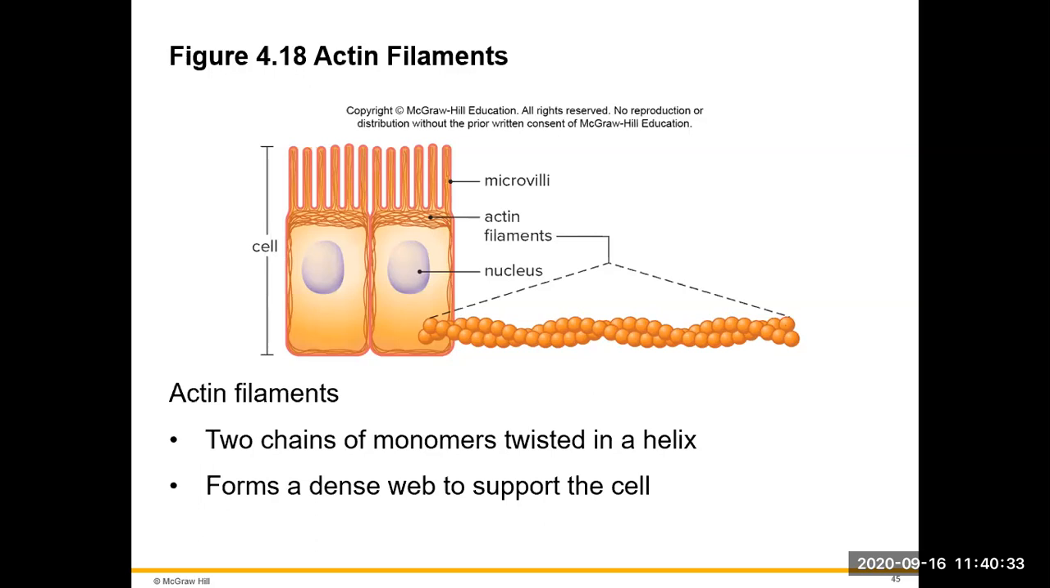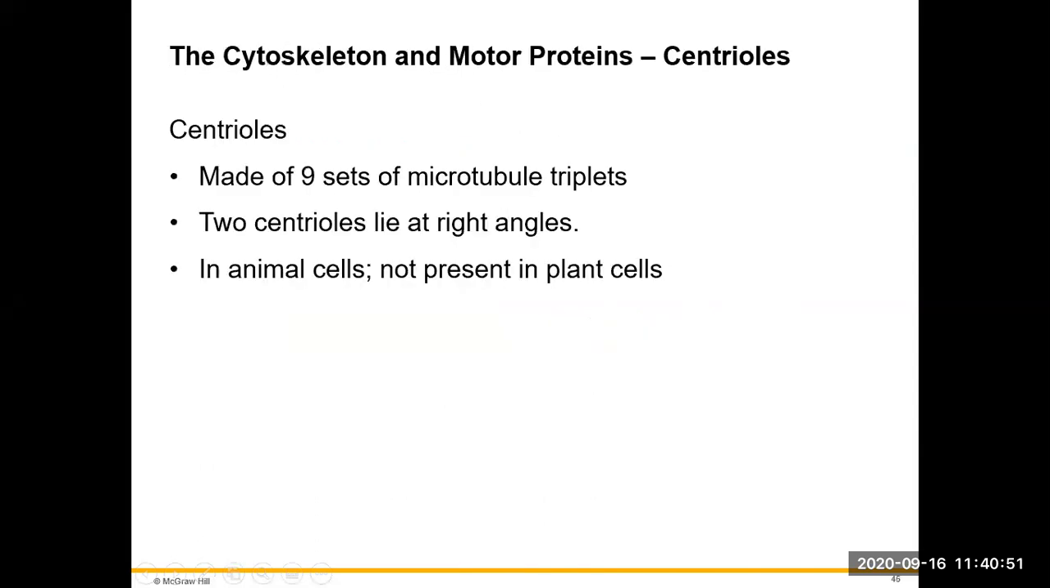Microtubules are the cilia and flagella. Intermediate filaments are the elastin and collagen, and actin filaments are over here. Centrioles are made of 9 sets of microtubule triplets. There are 2 centrioles, they are triangles in animal cells. We find them in animal cells, but not in plant cells.